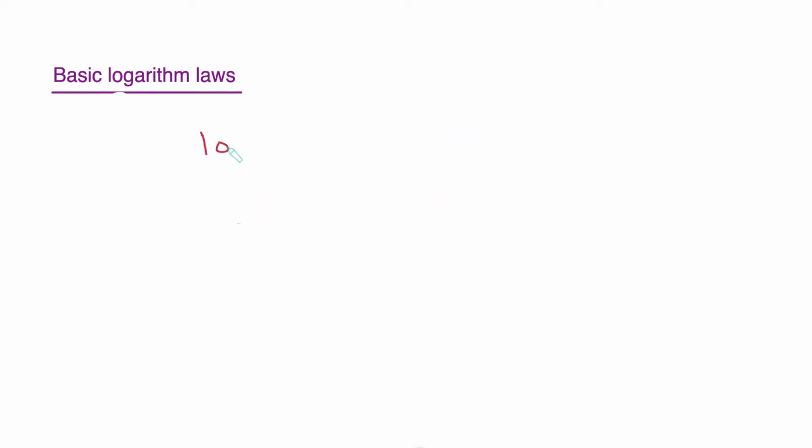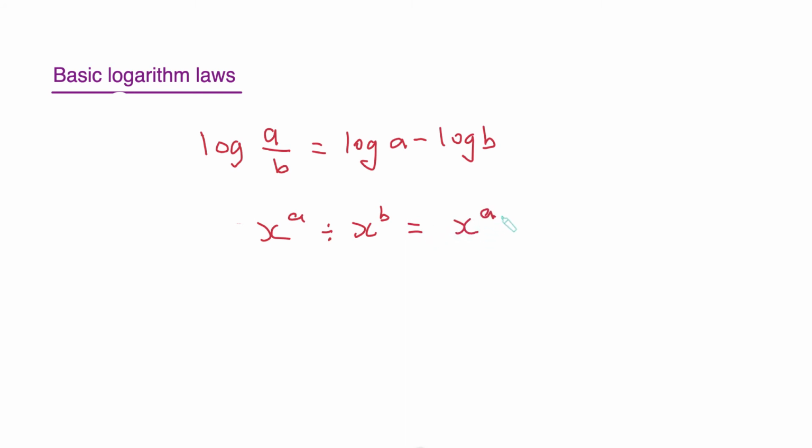So you shouldn't be too surprised to see what the next law is. There's going to be a link between division and subtraction, again exactly similar to your indices laws. I'll just do an example. If you had x to the power of A and you were dividing by x to the power of some other number, then the rule that you use is subtraction.